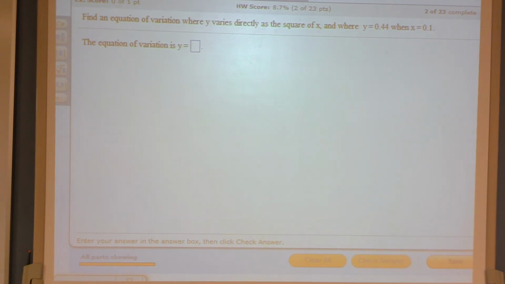Now, this is the first type of problem. They give you X and Y and you find K.